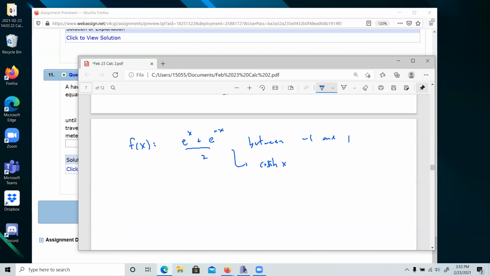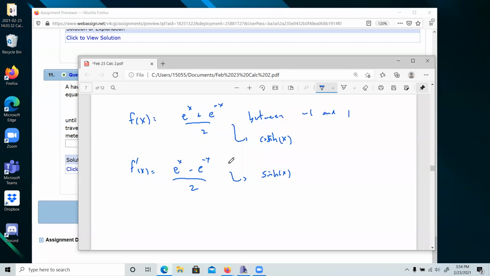Okay. Some of you may recognize this as hyperbolic cosine. And f prime of x, right, is equal to e to the x minus e to the negative x, all over 2. Some of you might recognize this as hyperbolic sine. Remember, this was the shape of the cable. So now we're going to figure out what the length of that cable is. Okay. This is an even function. I don't know if you remember even functions from pre-calculus, but we're going to take advantage of the symmetry since it's the same thing on both sides. And we're just going to go twice from 0 to 1.